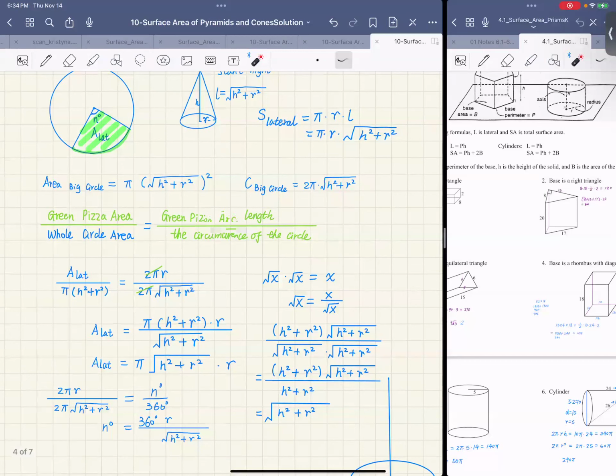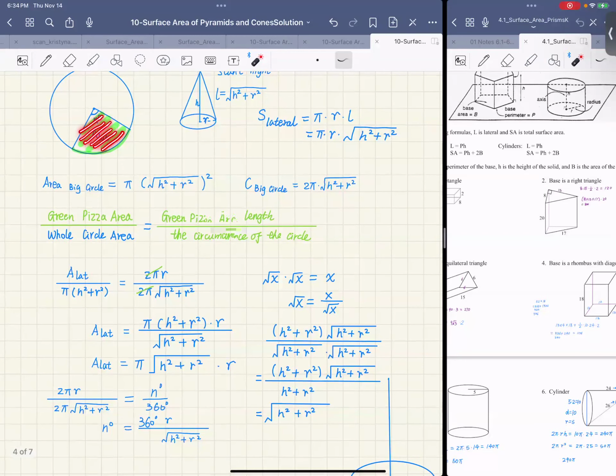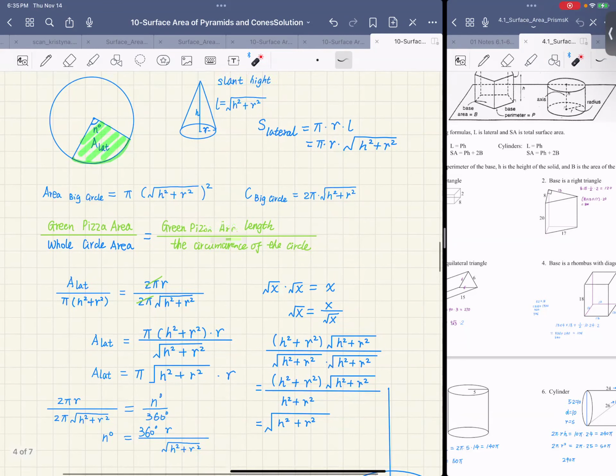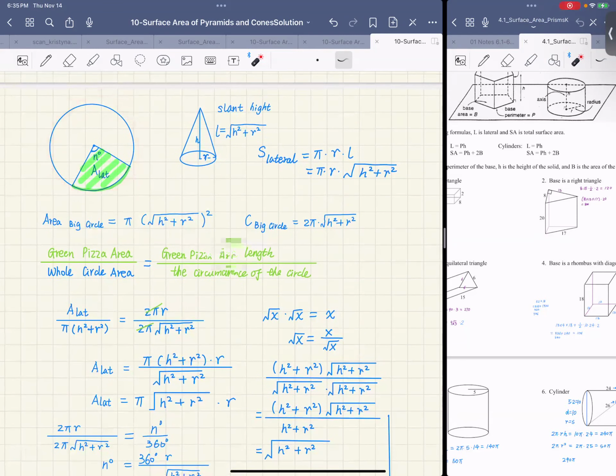Do you agree with me that this green pizza area over this whole circle area should equal this green line over this whole circle? This over that should equal that over the whole circle area. It is proportional. You agree with me? Yes. Everybody agree with us? It is proportional. The green area is the thing you are looking for, called lateral surface.